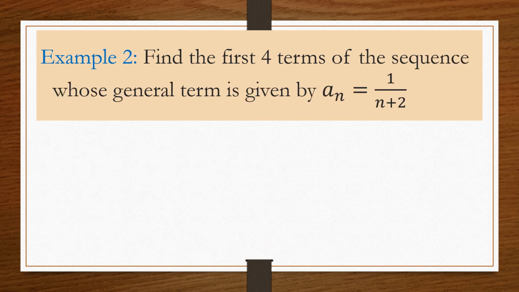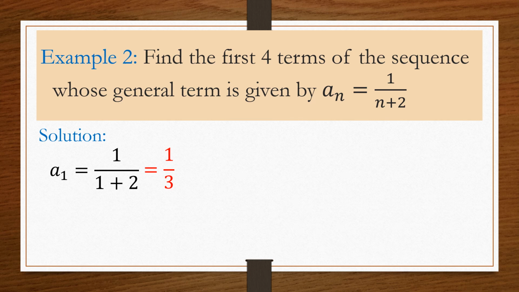Let's have the second example. Find the first four terms of the sequence whose general term is given by a sub n equals 1 over n plus 2. So here, again, we need to substitute the n by positive integers. So we begin with a sub 1. A sub 1 is equal to 1 over 1 plus 2, and that is 1/3.